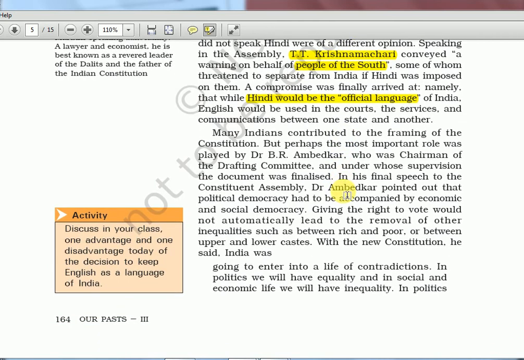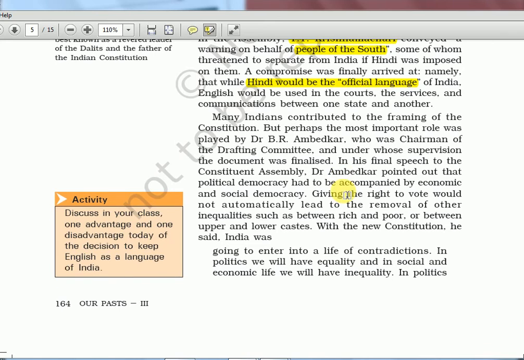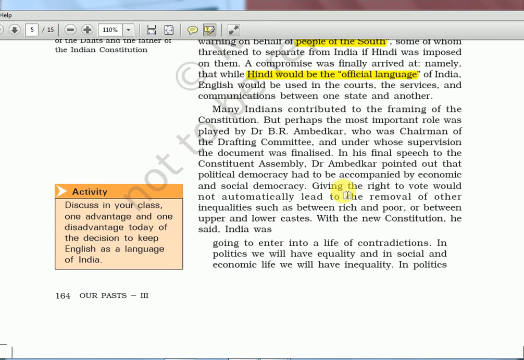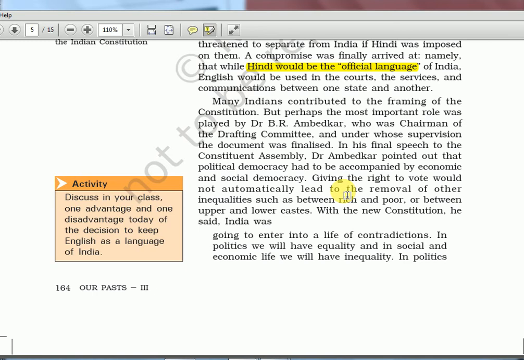So 14 plus 8, 22 languages are there in the Schedule. You should remember English and Rajasthani are not there in that particular 22 languages. UPSC often confuses people with that kind of question.